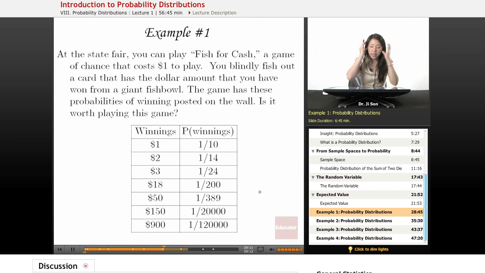So here we see the winnings you could potentially earn. You could win from $1 all the way up to $900, right? And here are your chances of winning. So you have a 1 out of 10 chance of earning back your $1, right? And you have a 1 out of 120,000 chance of winning $900, right? So getting a lot of bang for your buck, right? But is it really worth playing this game?